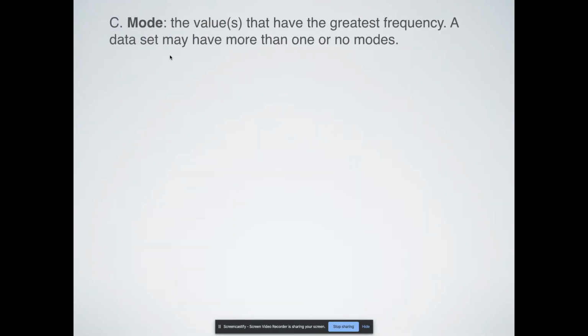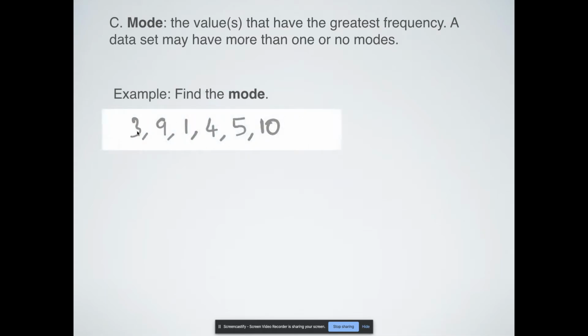Next, mode. That is the value or values that have the greatest frequency. In other words, repeated numbers. And so it says a data set may have more than one or none. So again, find the mode. I have no repeat digits, which means I would have no mode. Now, on the other hand, if I had 2 4s, that would mean that 4 would be the mode, or something like that.